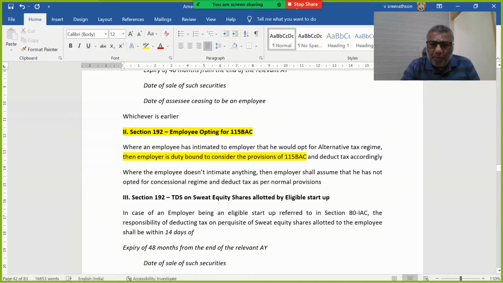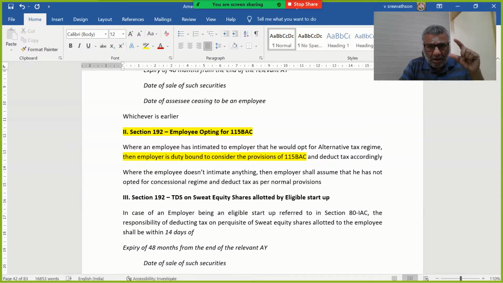Where the employee does not intimate anything, the employer will assume that he has not opted for the concessional regime and deduct tax as per normal provisions. So, if the employee wants to go for this optional tax regime, he should communicate his intention. Non-communication will only be understood as you don't want to opt for that regime.